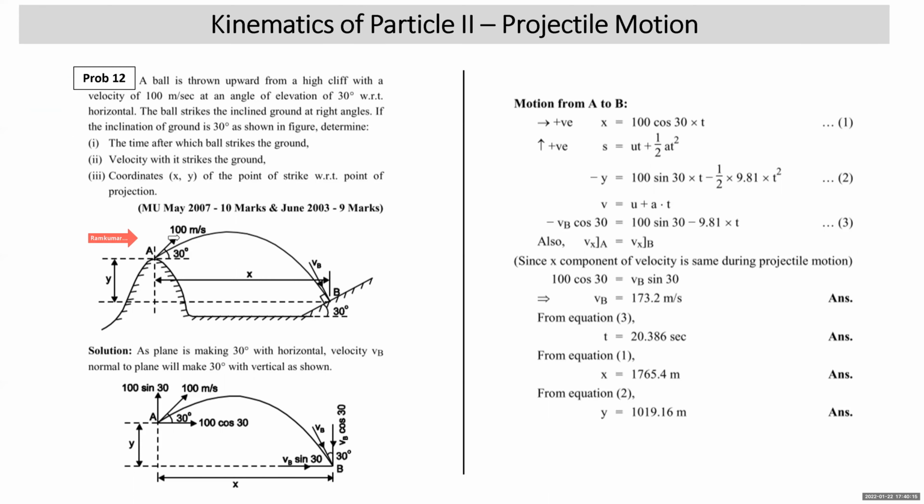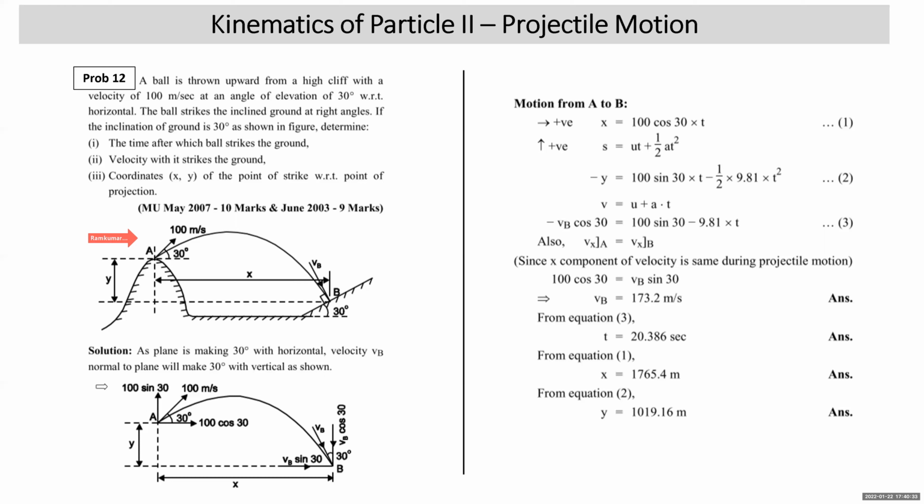Initial velocity is 100 meter per second at angle 30, with components 100 cos and 100 sin. It is hitting the sloping ground at 90 degrees. So this sloping ground is making 30 degrees with the horizontal, so the velocity at B will be 30 degrees with the vertical. So this is what is marked.